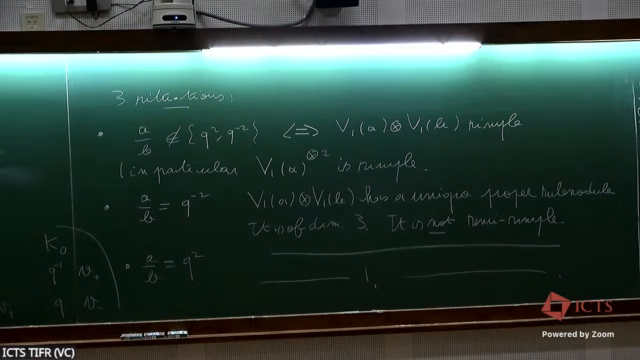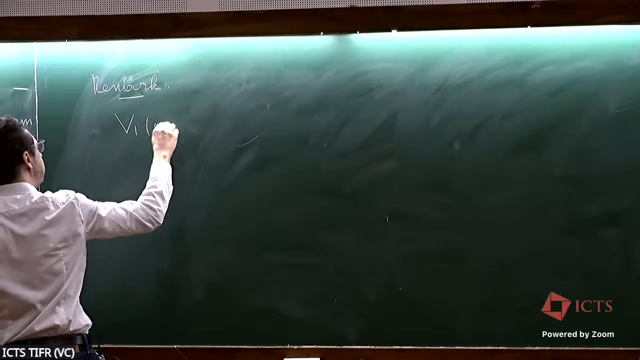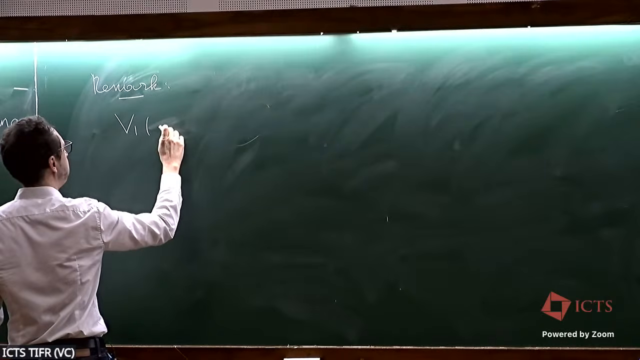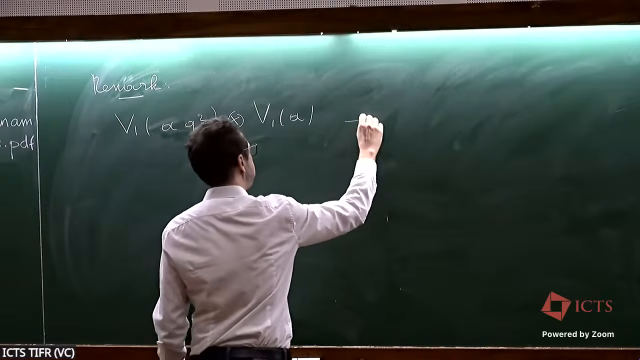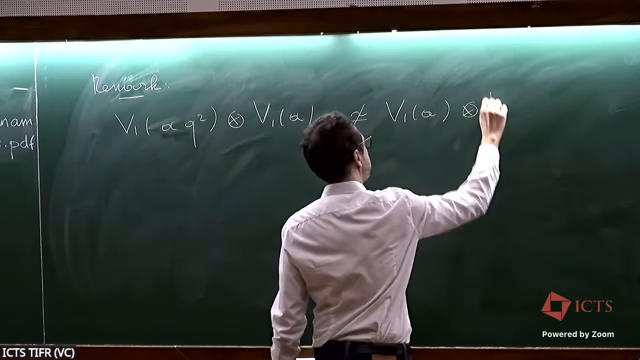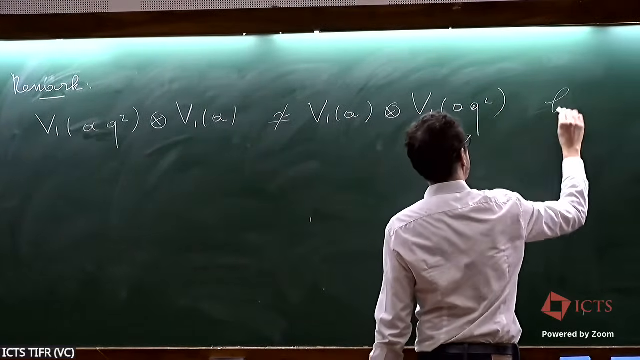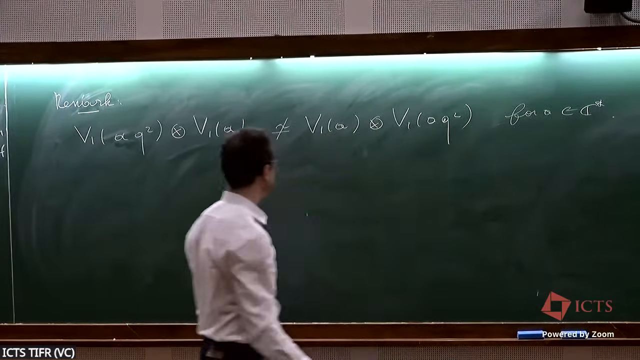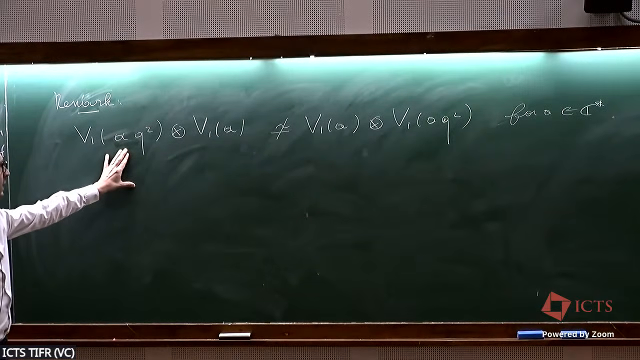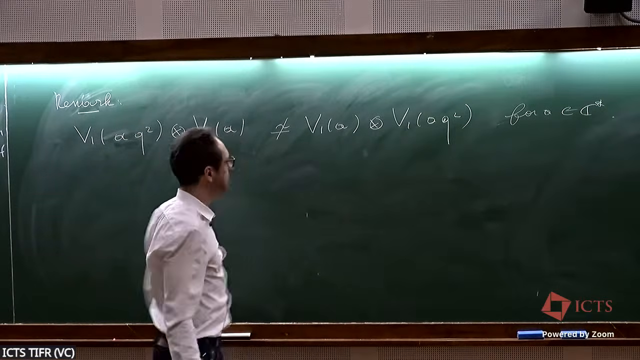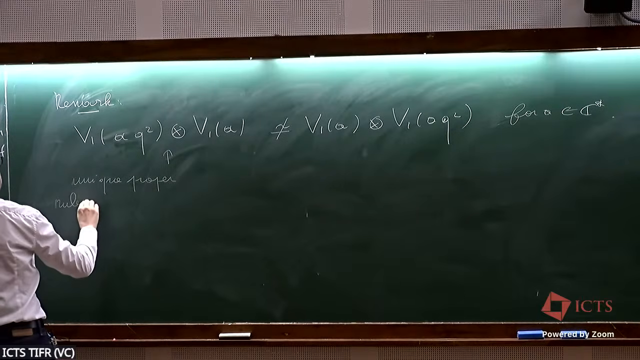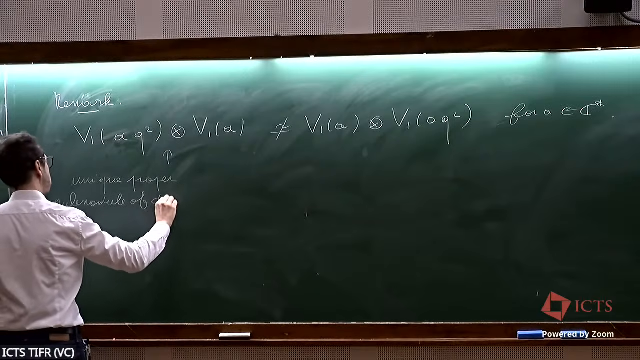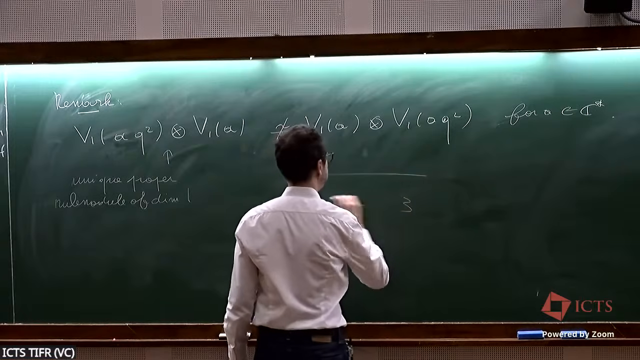So we obtain, mark that V1, if I want to keep the notation, Q2, is not isomorphic for any A, because this one has a unique proper submodule of dimension 1, and this one has a unique proper submodule of dimension 3. So they cannot be isomorphic.